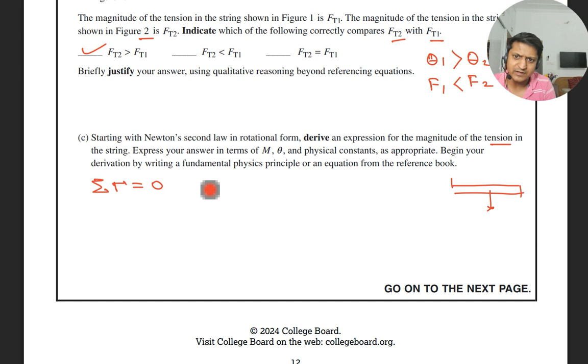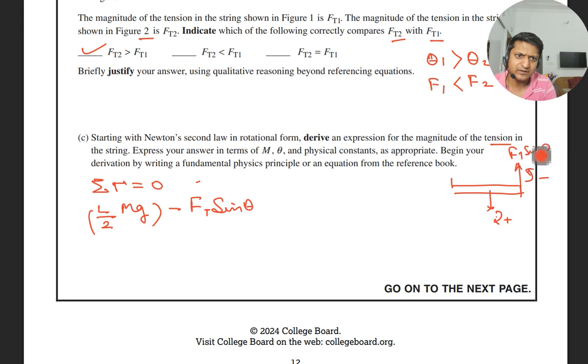from this you can write L by 2 into mg, minus, because if we take this as positive, then the other one we will take as negative. So this is Ft sine theta, the force. Okay, Ft sine theta, and here mg, and this is L by 2 and this full length is L.